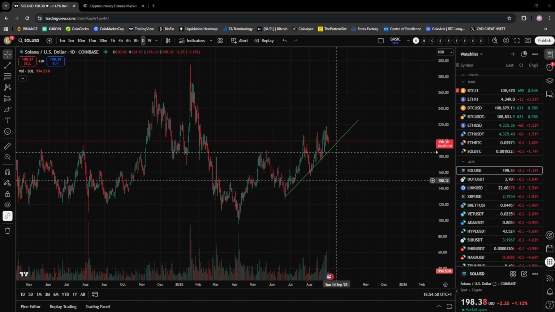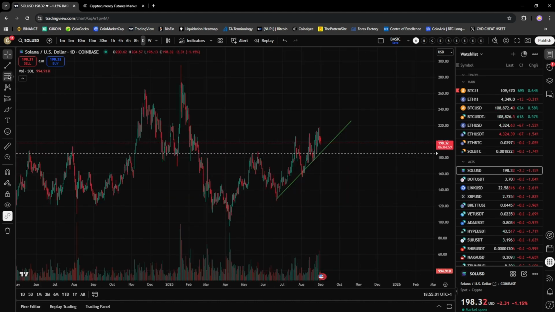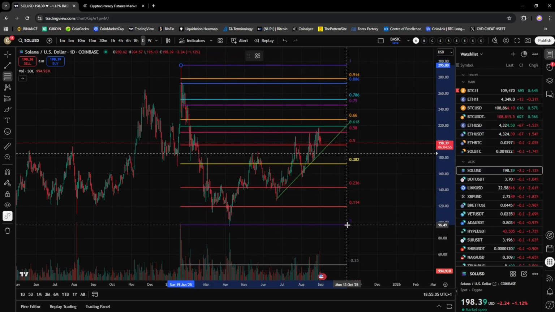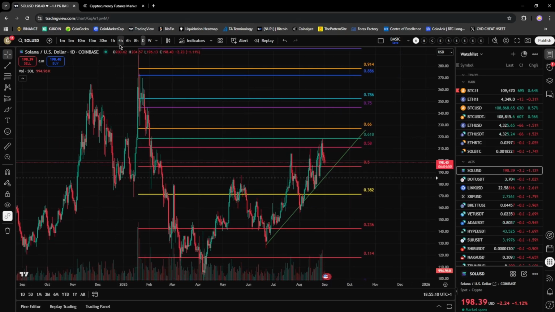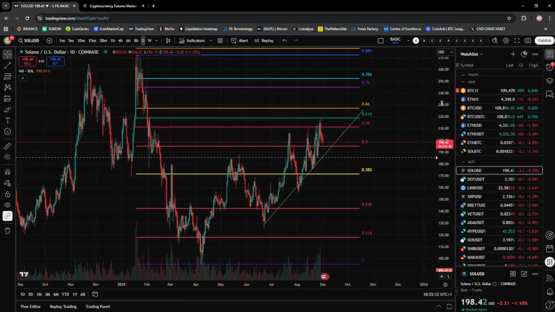Let's do some basic TA in Solana. Let's start off with a quick little Fibonacci. Look at that, the price on the daily time frame is holding this golden pocket.